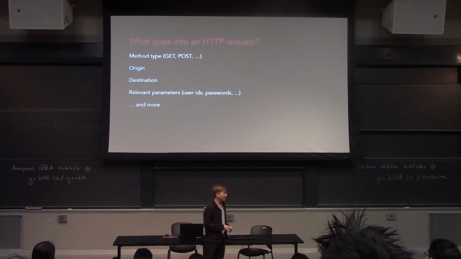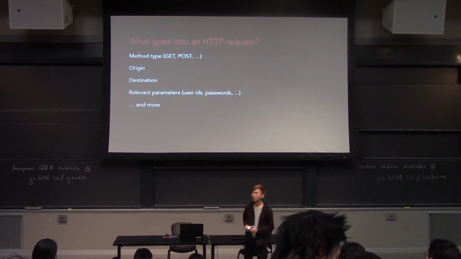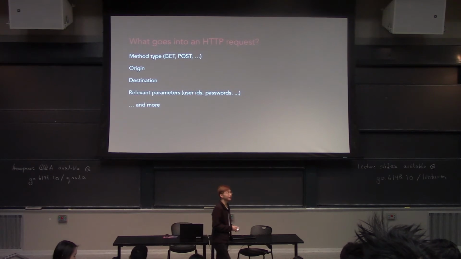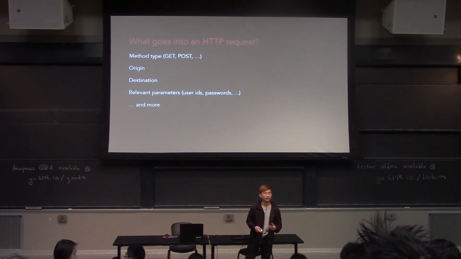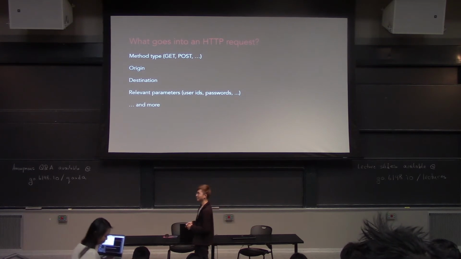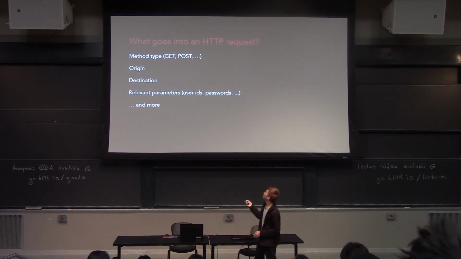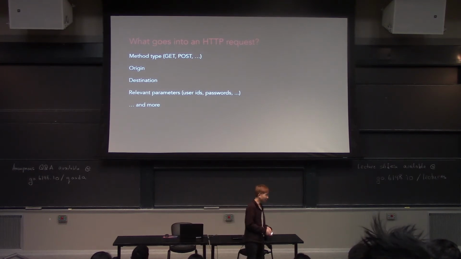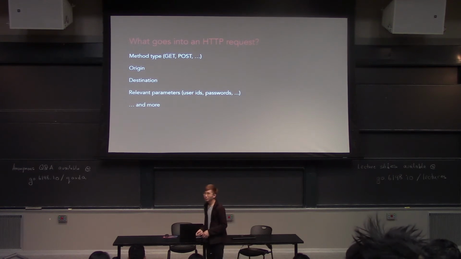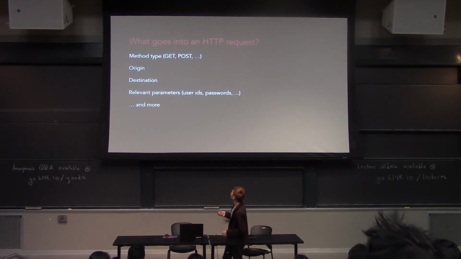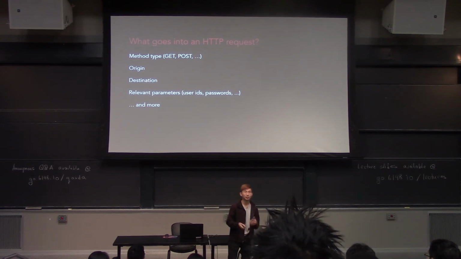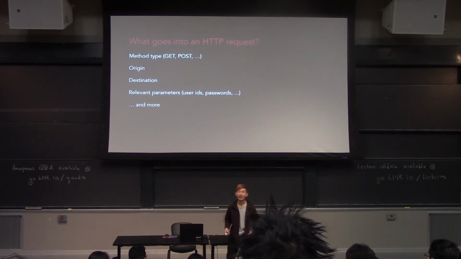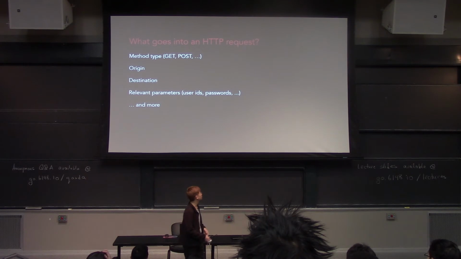Cool. So I've been saying that a client makes a bunch of requests to a server, but what exactly goes into an HTTP request? I kind of think of it like sending mail through an envelope. You need to have a certain set of things for it to work, right? So you need to first specify the method type. Again, that's GET, POST, DELETE, PUT, whatever. You need an origin. You need a destination, which is basically where you're sending the request. And you also need to provide relevant parameters. So for example, if I'm sending a POST request to log into my account on Facebook, I will also need to supply things like my account name and password. And there's some more stuff, but you don't really have to worry about that.